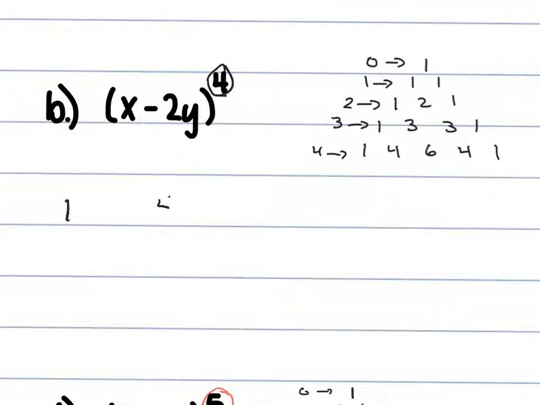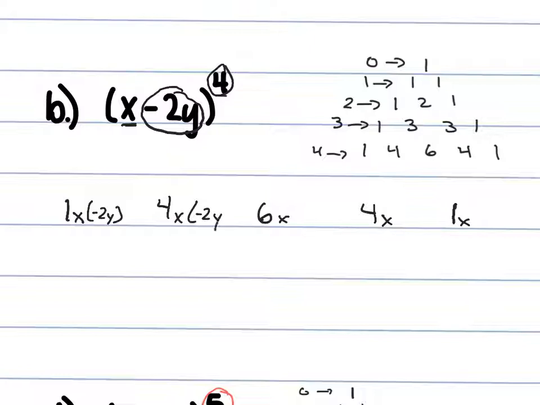1, 4, 6, 4, 1. So I just write those numbers down, and now I need to put an x on each one of them. Okay, so let's put an x on each one. X, X, X, X, X. But I also need to put a negative 2y on each of them. Negative 2y, negative 2y, negative 2y, negative 2y, negative 2y.